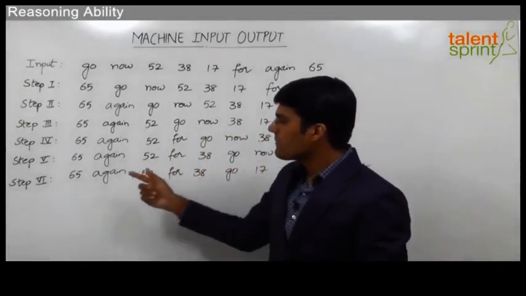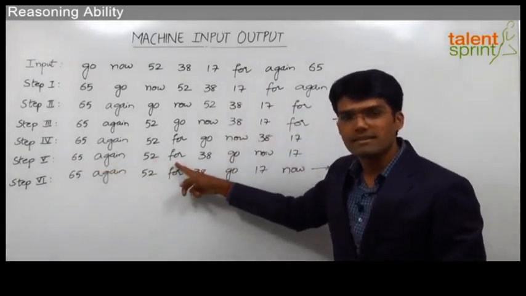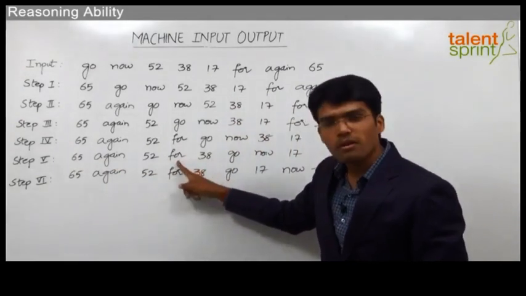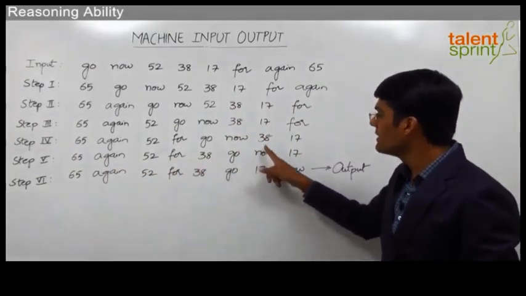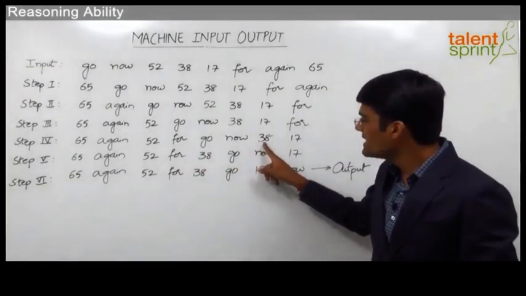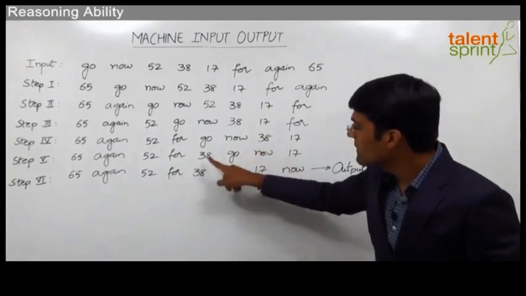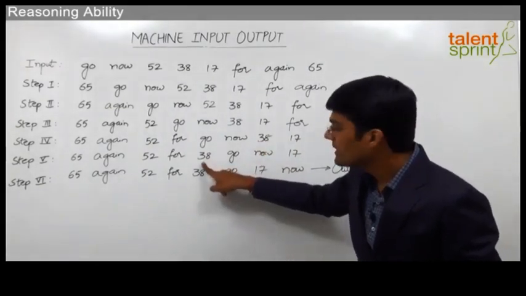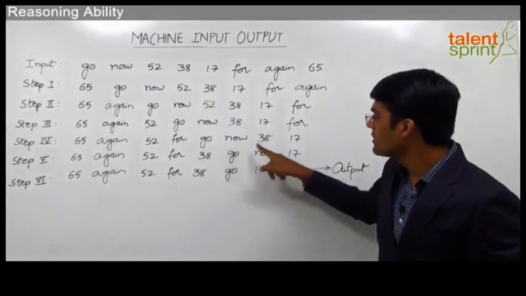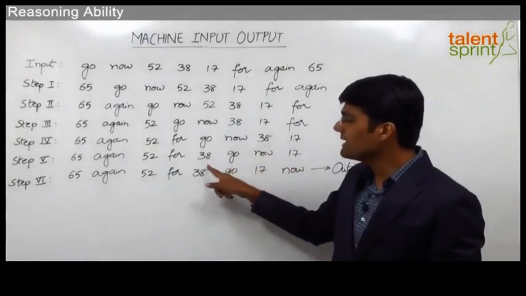Now let us look at step 5. Already the first 4 elements are in proper places till step 4. After for we need a number, and that number here should be 38 as it is the higher number. So 38 is brought from the last but one position in step 4 to fifth position in step 5. And the remaining elements, that is go, now and 17 have been pushed aside. So that completes step 5.